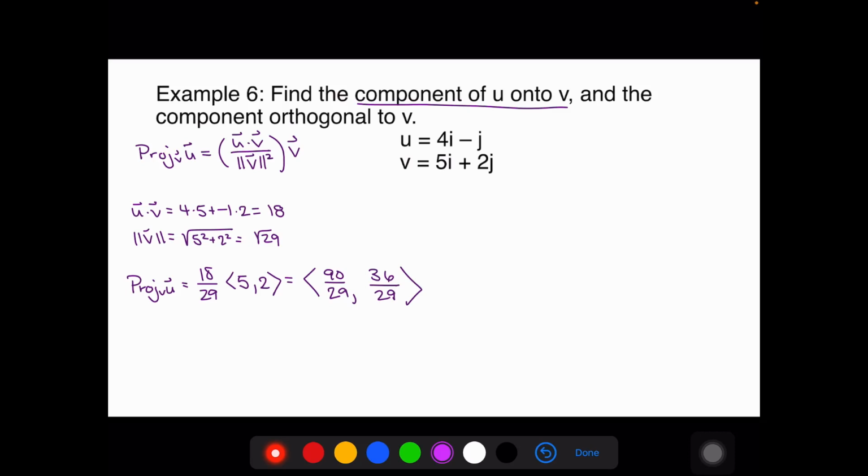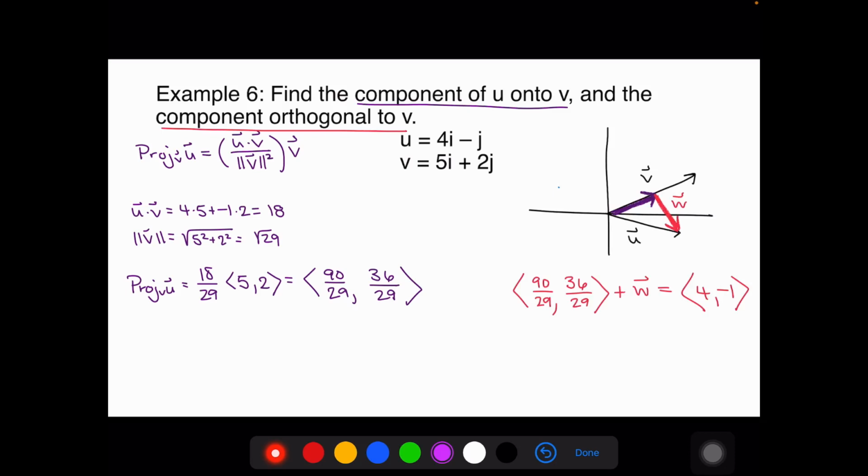And then I went ahead and distributed the 18 over 29, and that gave me the vector 90 over 29, 36 over 29. So that's the first part of this problem, the component of u onto vector v. Now for the second part, we want to find the component orthogonal to v, perpendicular to v.